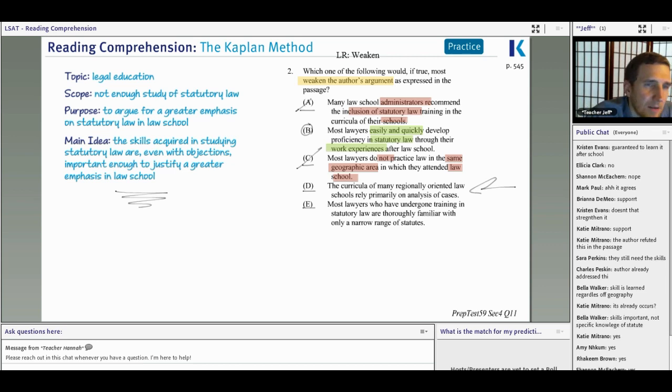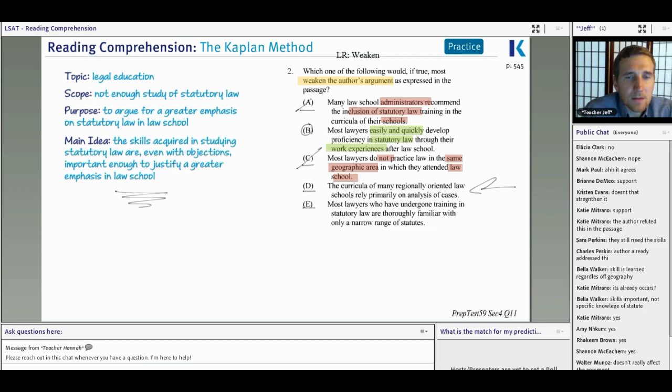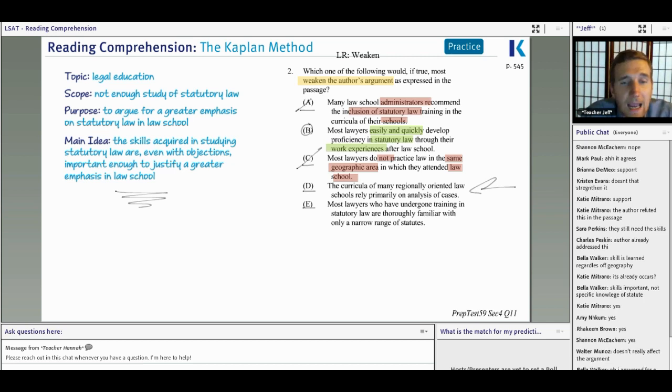Yeah, I mean, sure, it's adding in the regionally oriented law schools, so you might think you need to research the last paragraph, but this idea, right, that they're focusing on cases doesn't have a huge impact on the argument. And if it was having an impact, it would be, well, if they're relying primarily on analysis of cases, maybe they should get some statutory law in there. So this is anywhere from outside the scope to even potentially a 180. But the fact that they're relying primarily on analysis of cases doesn't weaken the notion that we should add in statutory law. And answer choice E.